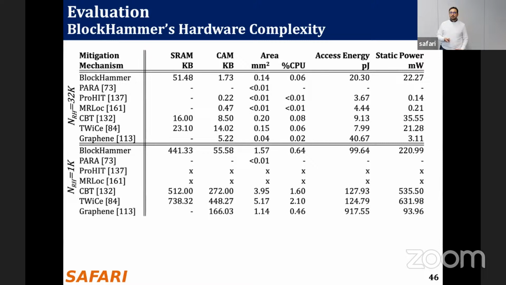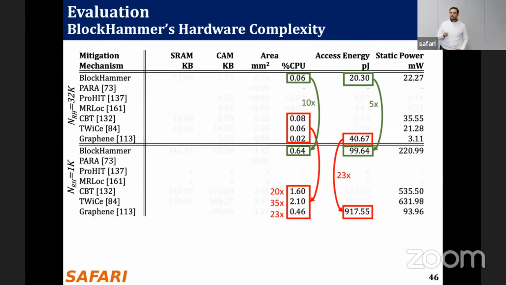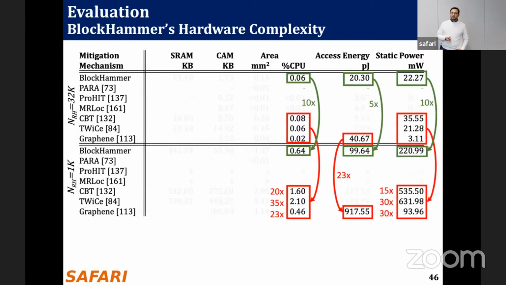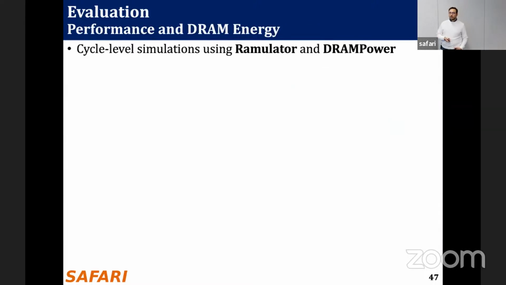And when we scale it down to 1,000, we observe that these overheads scale in a nicer way with BlockHammer when you look at the relative increase compared to the other mechanisms. This scales more efficiently than state-of-the-art mechanisms. And next, we look at the performance.